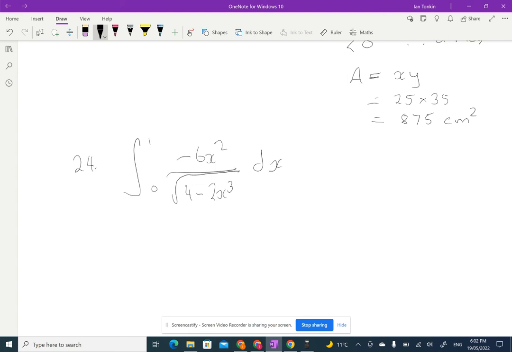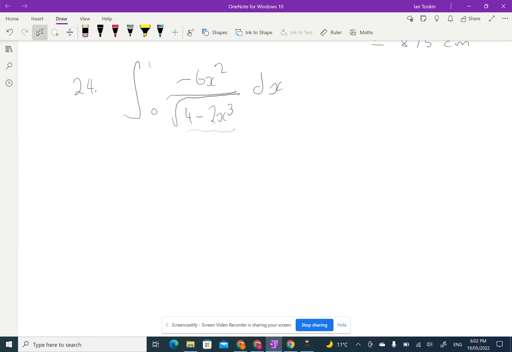dx. Now, when you start getting these and you're thinking about substitution, what you're looking for is the derivative of what's in here. And the derivative of what's in there is 6x squared. And we've got that, or negative 6x squared, and that's on the top. So this is how you should do it. I don't know if your teacher does this. I'm going to let u equal 4 minus 2x cubed.